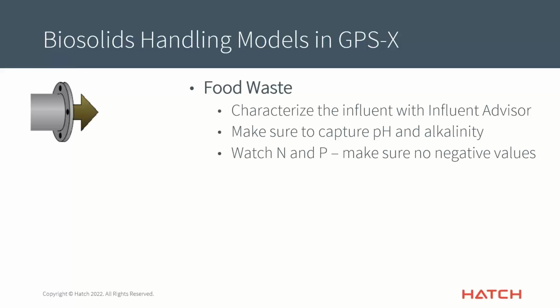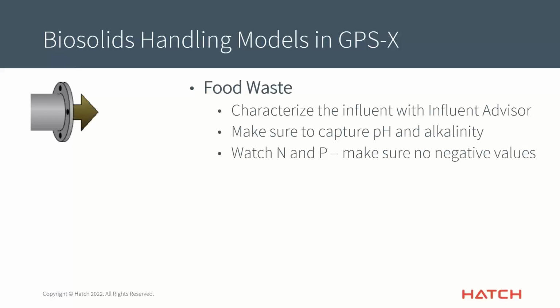Okay, all right, so now I want to touch on two more things. These are two other things that are relevant to setting up your biosolids economic analysis, but they're not found in the biosolids section. They're actually found in other parts of GPS-X. The first one is setting up an influent to represent the food waste that you might be bringing in to put in your digester and make some money off of doing that.